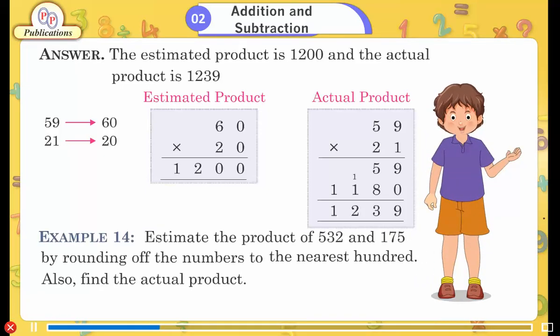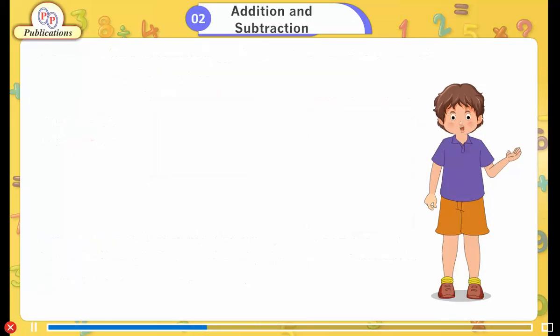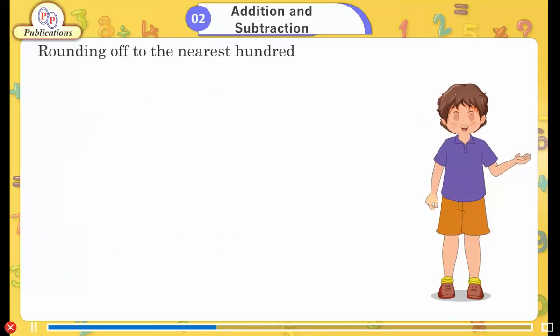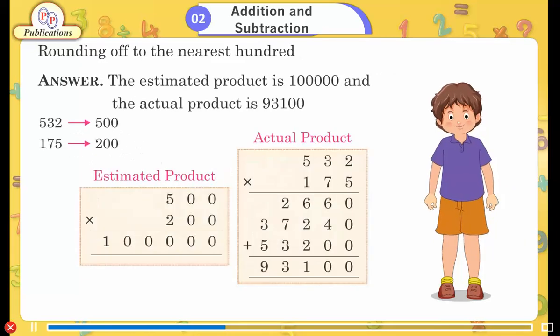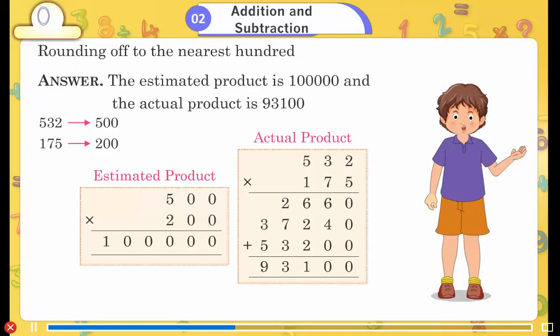Example 14. Estimate the product of 532 and 175 by rounding off the numbers to the nearest 100. Also, find the actual product. Rounding off to the nearest 100. Answer: the estimated product is 1 lakh and the actual product is 93,100.